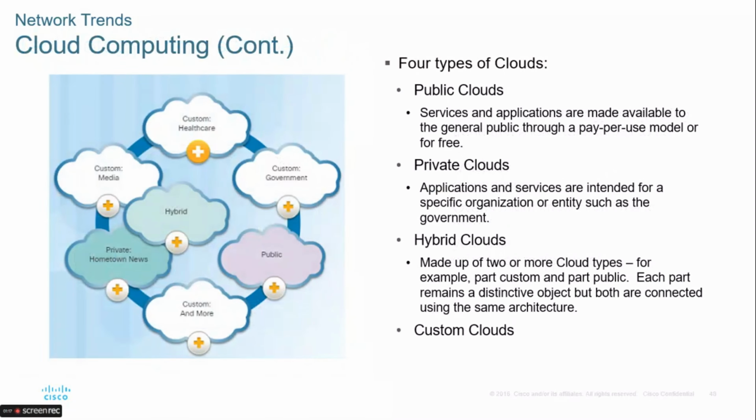So the types of cloud you can see here: we've got public clouds, private clouds, and hybrid clouds. Hybrid clouds are just using one or two; you can use private or public, a combination of these two. Custom clouds are clouds that are customized to suit the needs of a certain organization, maybe a healthcare organization or a government. For example, in the US, they have a dedicated cloud for the government.